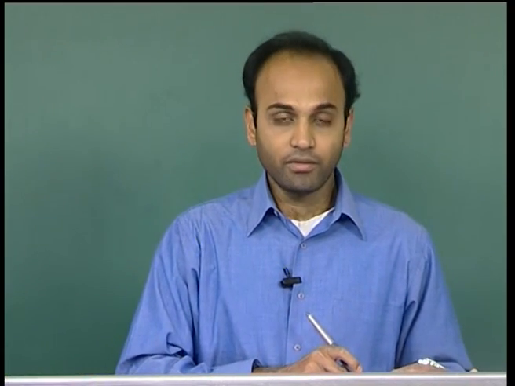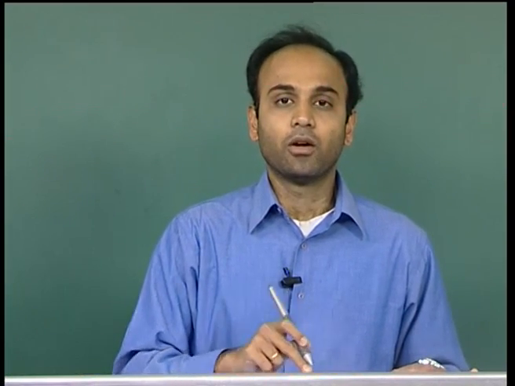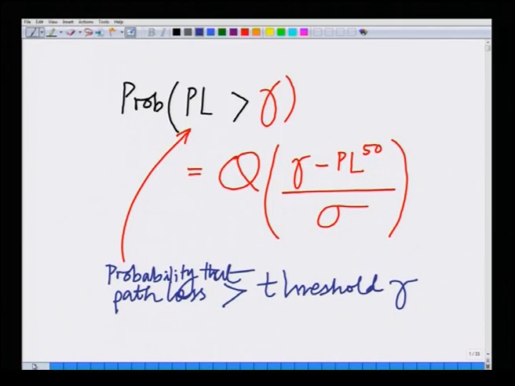In the last lecture, we completed our discussion on log normal shadowing, and we said given a median path loss PL 50, that is the 50th percentile path loss, the probability that the path loss is greater than the threshold gamma is given as Q of gamma minus the 50th percentile path loss divided by sigma, where sigma is the deviation of the log normal shadowing.